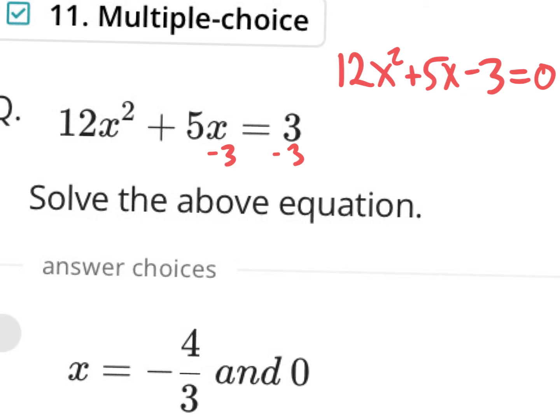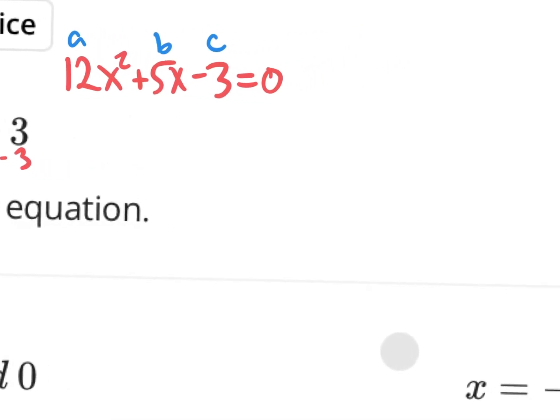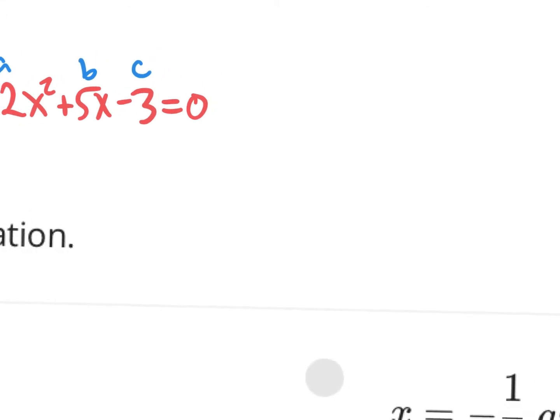Now you could try to factor it and then split it and solve it, but I wouldn't do that because the a value is 12. I mean, you could definitely do that, but I think the quadratic formula may be a little easier in this case. I'm going to identify my a value of 12, my b value of 5, and my c value of -3. And now I'm going to plug them into the quadratic formula.